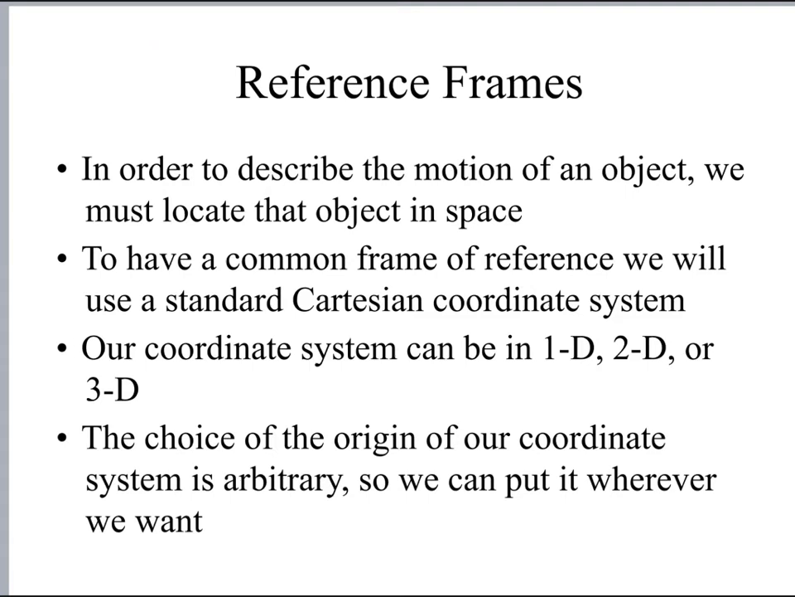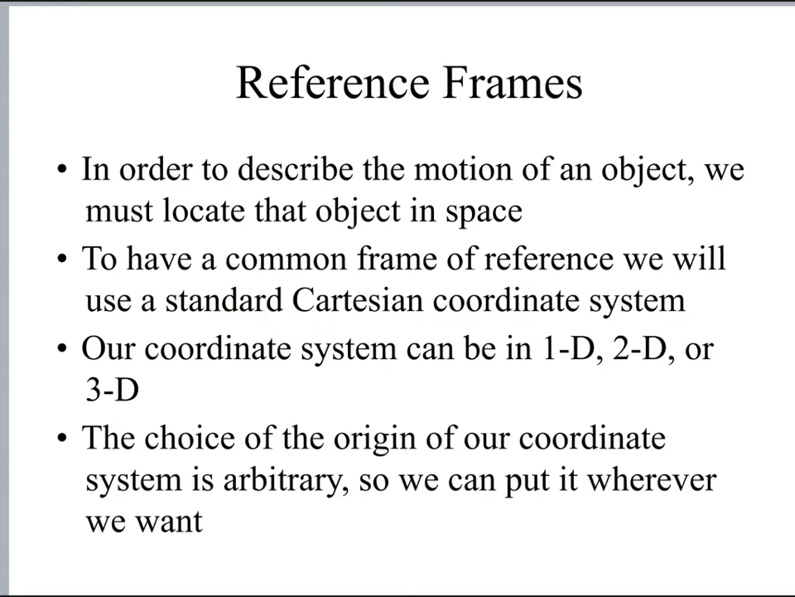Now, in order to describe the motion of an object, we need to be able to locate that object in space. We need to have some idea of where it is, where it starts from. And so we developed the idea of a common frame of reference. In order to do that, we're going to use a standard Cartesian coordinate system.